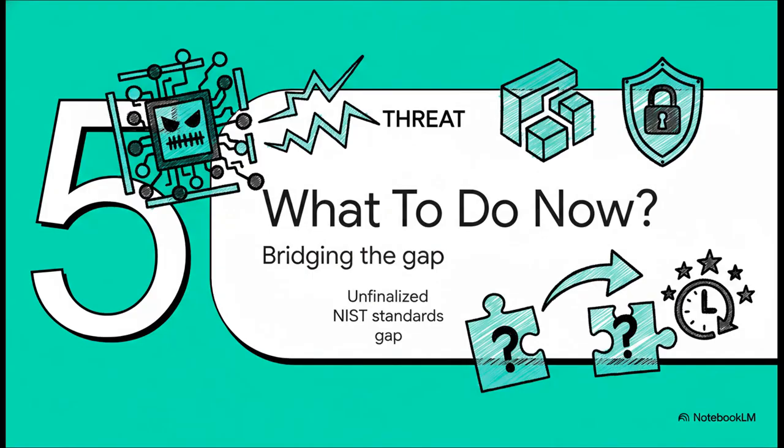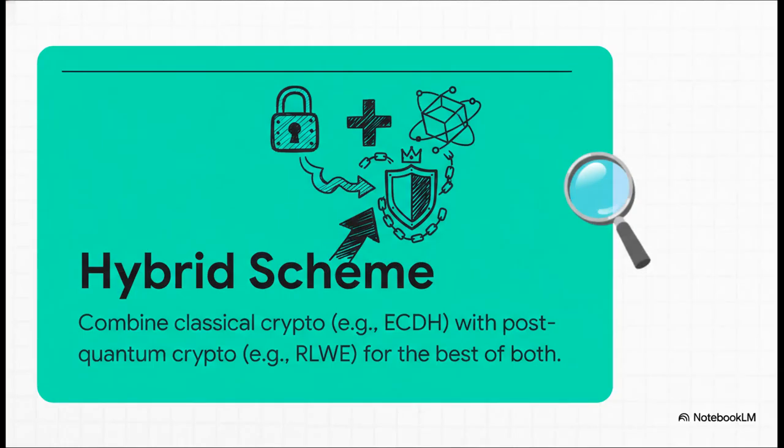Okay, so this brings up a huge practical question, right? The threat is coming, but the new standards from this big NIST PQC process, they're not quite finalized yet. So what are you supposed to do right now if you have data that needs to stay secret for a long time? The answer, and the strategy pretty much everyone is recommending, is something called a hybrid scheme. It really is the best of both worlds. You take a classic algorithm that we know and trust today, like ECDH, and you combine it with one of the new post-quantum contenders. The beauty of this is that an attacker has to break both of them to get to your data. They'd have to crack today's crypto and tomorrow's crypto. It's a really smart way to bridge the gap.